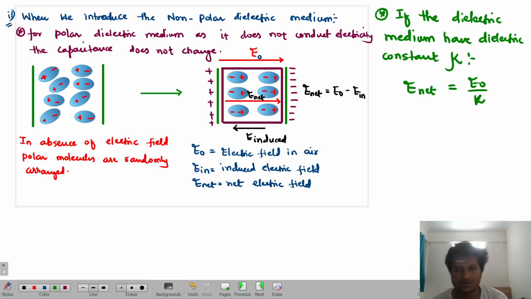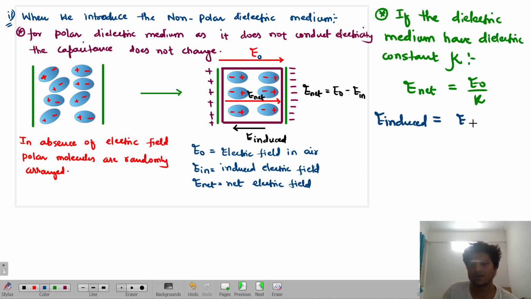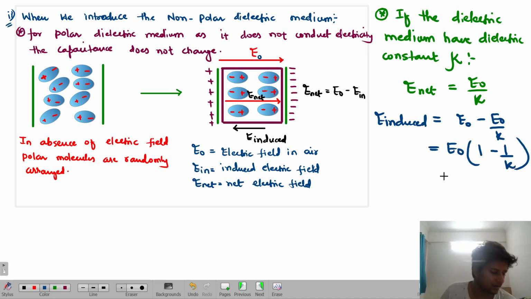So force also used to get reduced. Similarly, field will also get reduced, isn't it? So here, when K is introduced for the whole length, the E net gets reduced by 1 by K times. Are you able to get me or not? And that is why we write the induced electric field, E induced, as E naught minus E naught by kappa, which is E naught common, 1 minus 1 by kappa. Got it or not?